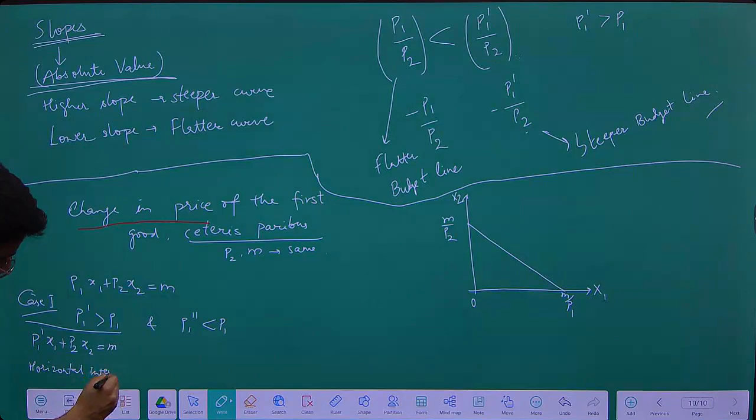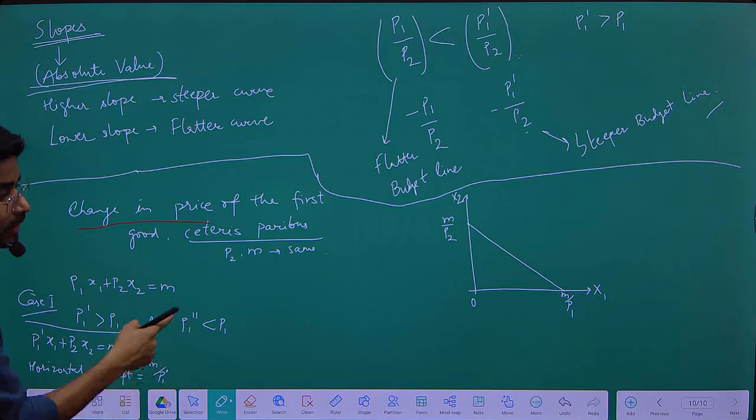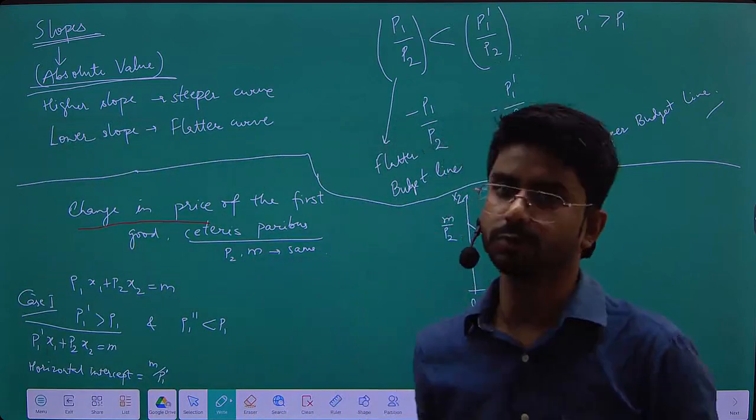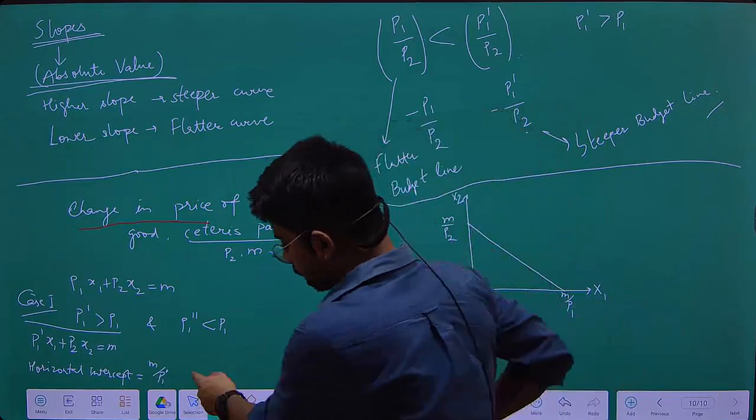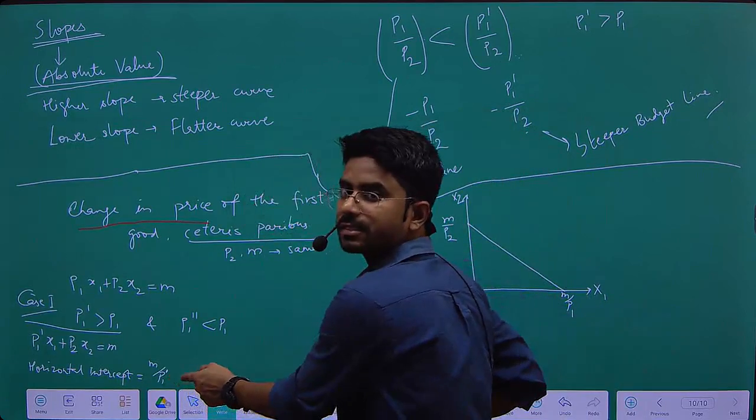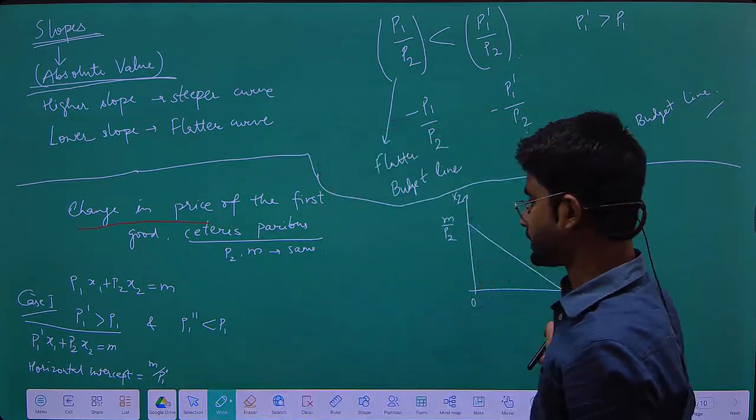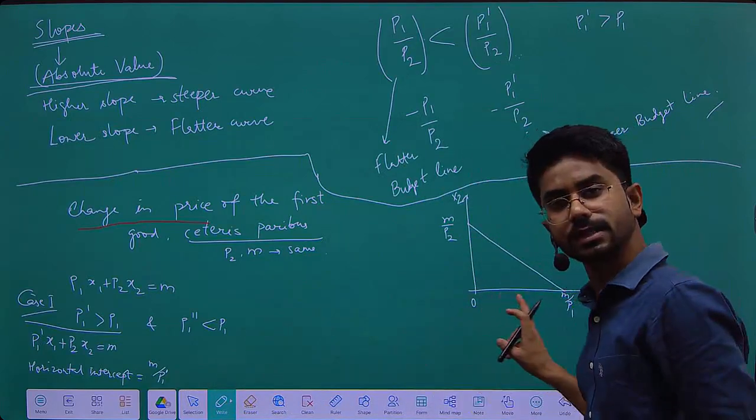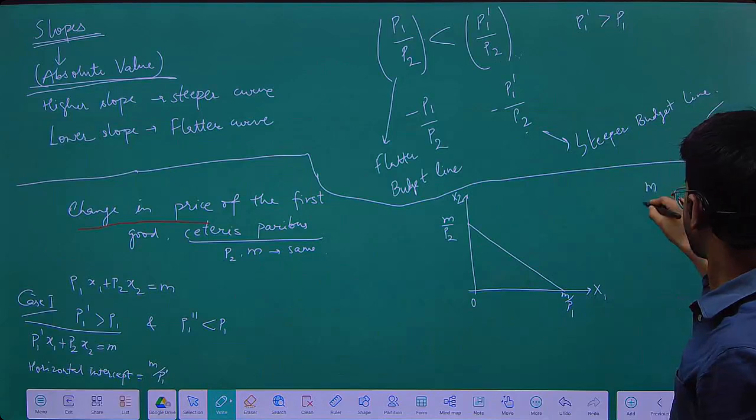In that case, the horizontal intercept would have the value equal to M upon P1 dash. Why P1 dash? Because at the new price level, this will be the maximum consumption of the first good. Now think, the denominator is increased as compared to the previous case, so P1 dash is greater than P1 and the numerator remains the same.